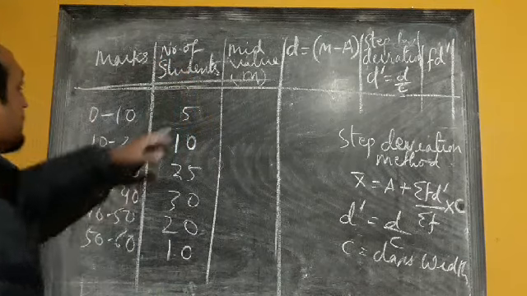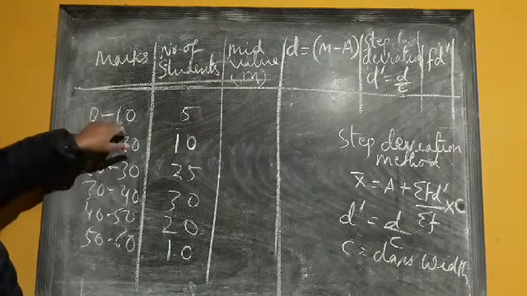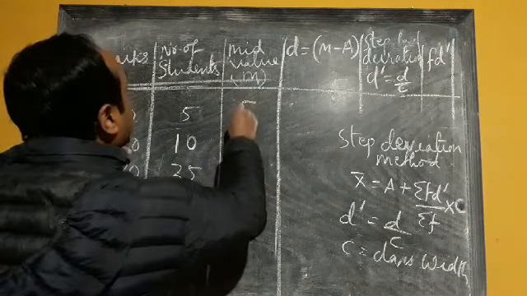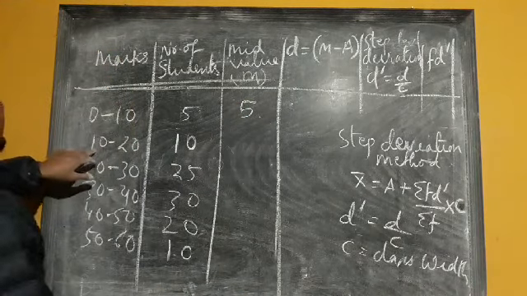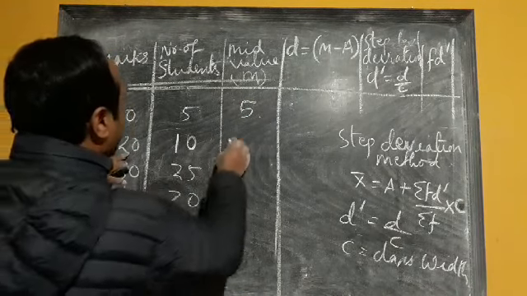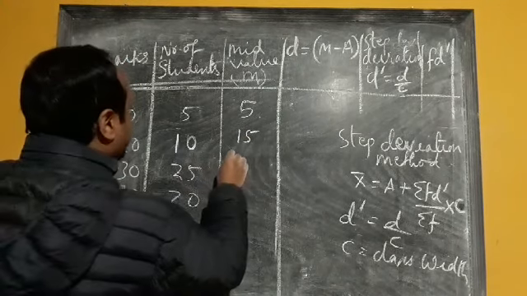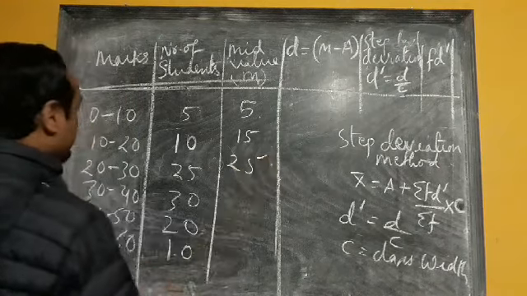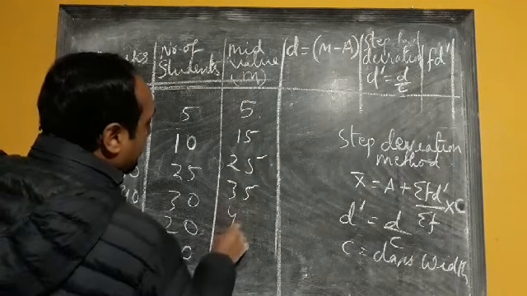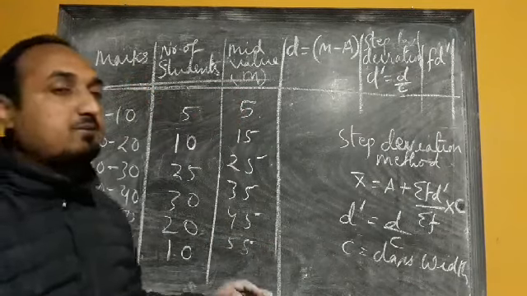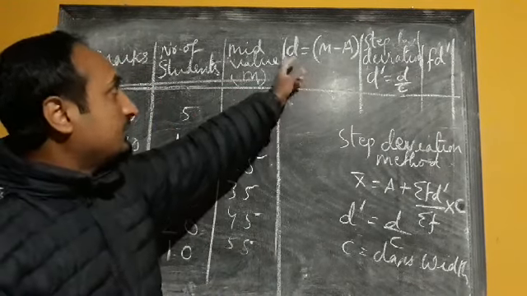Let's start. Mid value: 0 plus 10 divided by 2, L1 plus L2 divided by 2. So here we will get 5 as earlier. Now 10 plus 20, 30 divided by 2 will get 15. 20 plus 30, 50 divided by 2, 25. So next we will get 35, 45, 55. Done. This mid value we have calculated. Now we have d.